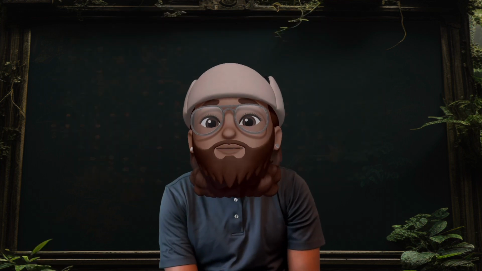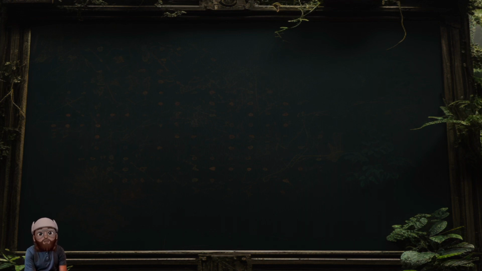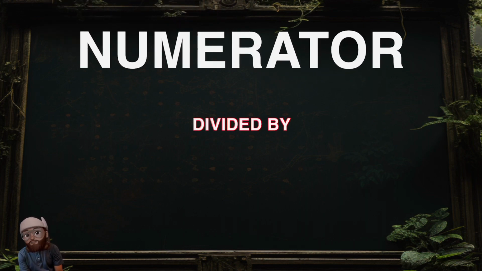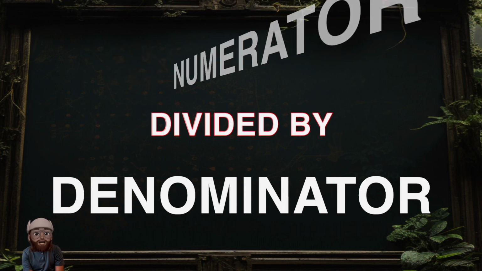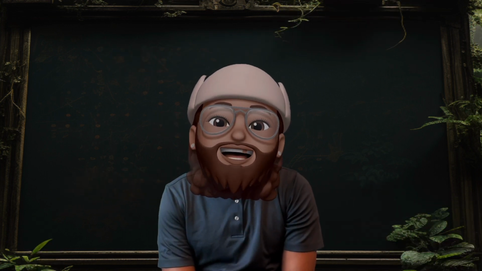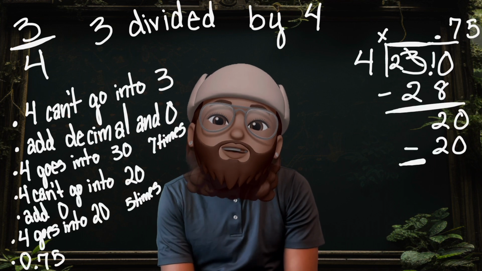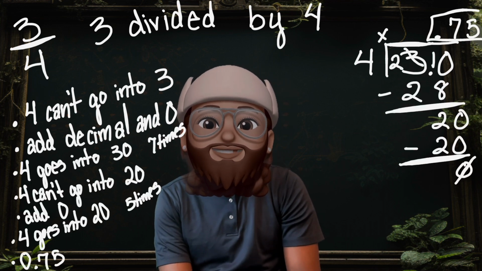Now, for the meat of today's lesson, converting rational numbers to decimals. It's simple. Divide the top number, or the numerator, by the bottom number, or the denominator. Sometimes you'll use long division, and occasionally you'll notice patterns for repeating decimals. Let's quickly practice. If we take 3/4, by dividing 3 by 4, we get 0.75.